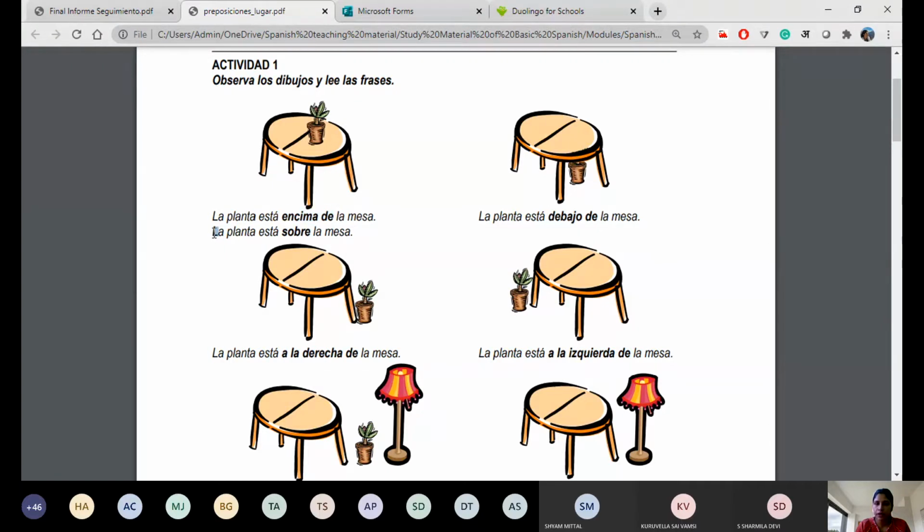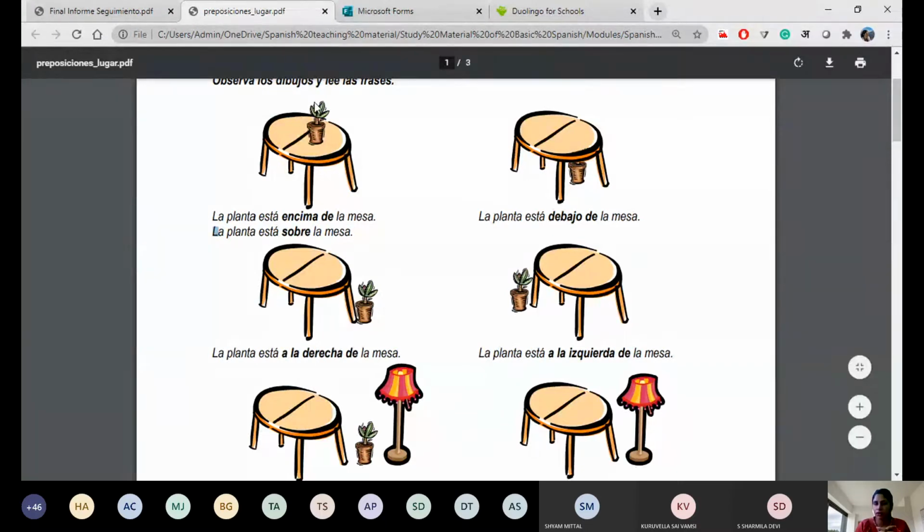The same thing you can express in a different manner: la planta está sobre la mesa. So sobre is on the table. When something is on the table, it could be not only the plant but something else like a bottle, a mobile phone, your cat maybe. In place of planta, you can use mi gato, my cat, or mi móvil, my phone. Está encima de la mesa or está sobre la mesa. Both express the same meaning, but they are different ways of writing the same thing.